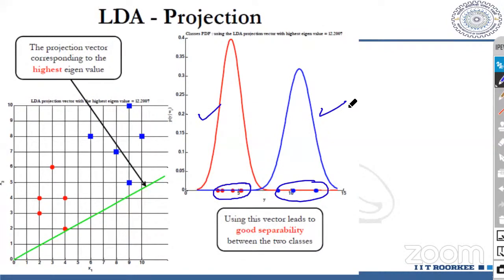So that means it may be a multi-class problem also, right? In the multi-class problem, you will get an n by n matrix, so n eigenvalues. Among these, you can find the top eigenvalue, one only. So you will get good separability. Two classes are separable.